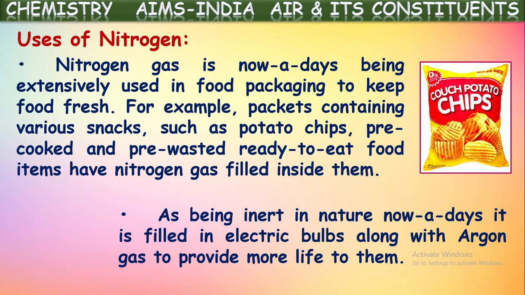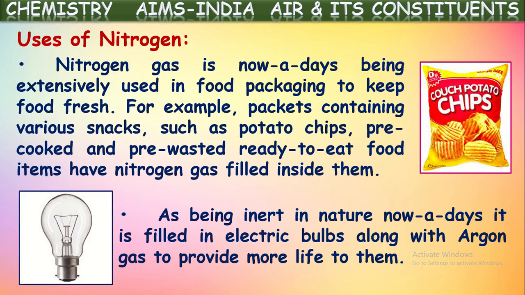Being inert in nature, nowadays it is filled in electrical bulbs along with argon gas to provide more life to them. You know, electrical bulbs contain a filament which is made up of one of the metals called tungsten. So when we plug in this electrical bulb and switch on, the electricity will be passed and converted into light energy, isn't it? In that way the bulb will glow. So if normal air is filled in this, that air containing oxygen and water vapor may react with this tungsten and may be spoiled in a few days itself.